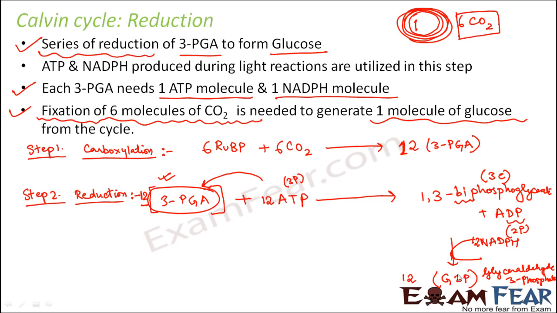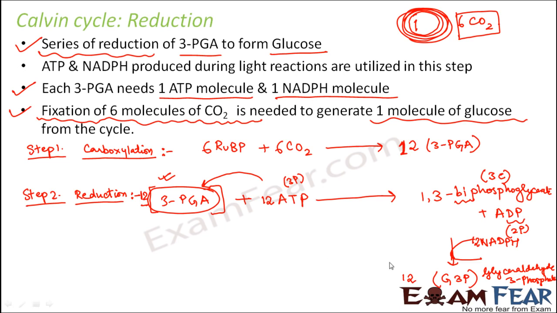Like if you had studied about IUPAC nomenclature in your chemistry, you would know what is this 3, what is this 1, what is this 3. They basically denote the position of the phosphate group in that organic compound. That is how we name organic compounds. Now I do not want to get into those details. So what is the result of this reduction? That 12 molecules of glyceraldehyde 3-phosphate is formed.